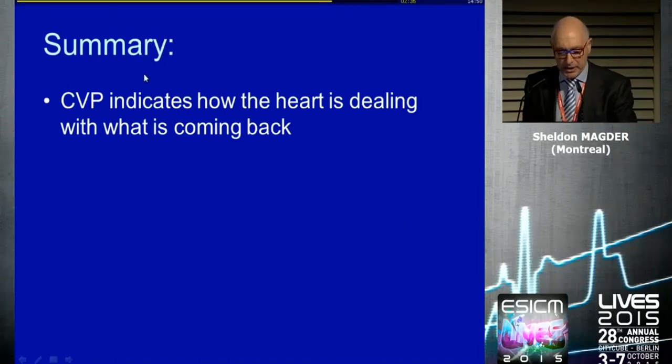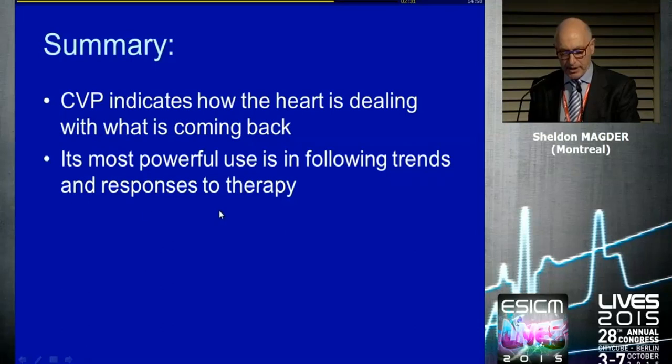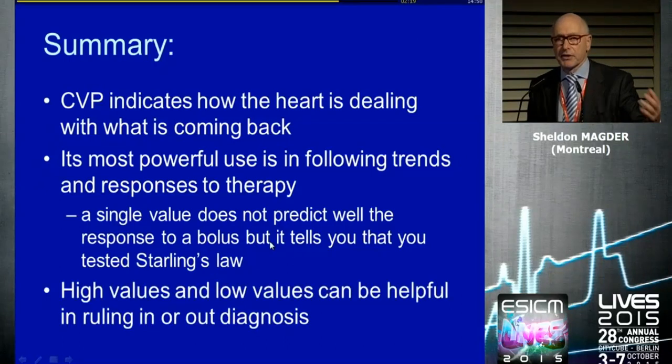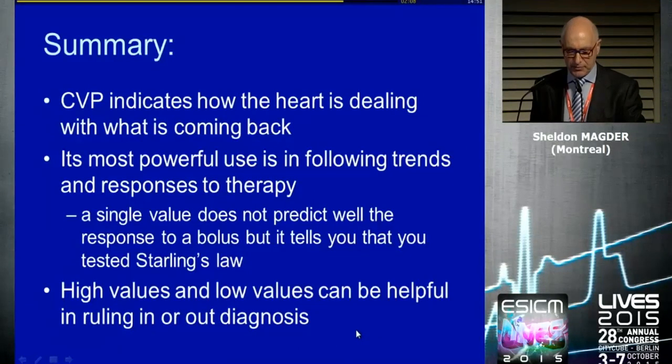So in summary, CVP indicates how the heart is dealing with what is coming back. Its most powerful use is in following trends and the response to therapy. A single value does not predict well the response to a bolus, but it tells you that you've tested Starling's law. It's still very useful when you're managing your challenges. And high values and low values can actually be helpful diagnostically and making some diagnoses very unlikely.